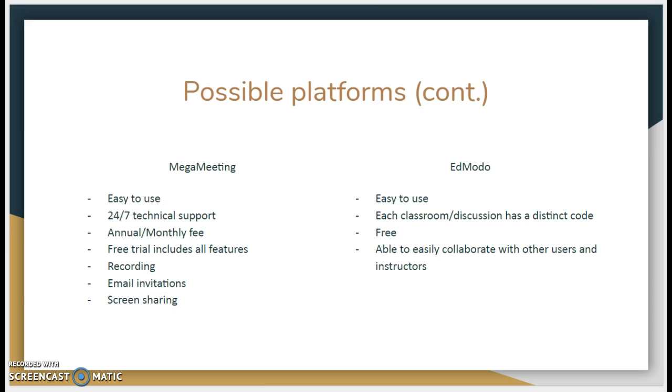Now, moving on to Mega Meeting. Mega Meeting is somewhat webinar based, and one of the disadvantages to it was that it costs money, but the free trial includes all the features, and there's 24/7 technical support, screen sharing, recording, and email invitations, which could be sent to the students' emails if the teacher was hosting it and decided to use that one. So there's a lot of the same features as Adobe Connect, but it looks a little bit more modern and not a blocky design, easier for the kids to use.